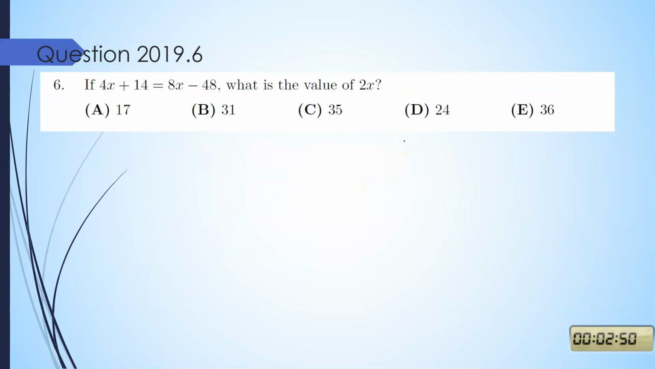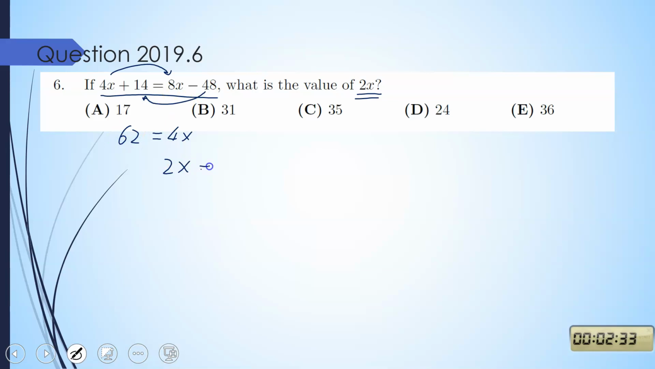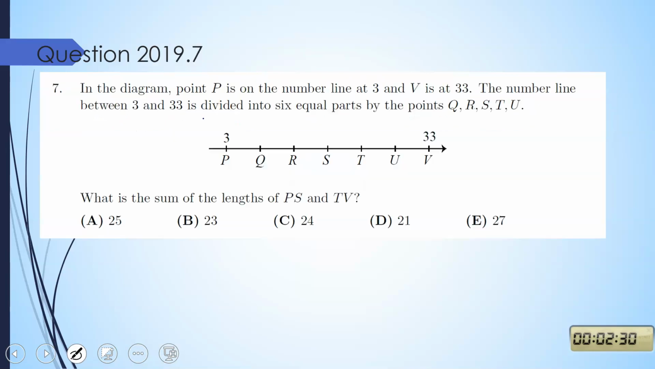Question number 6. We have this equation and we are asked to find the value of 2x. Let's move 4x to the right. That leaves us 4x and 48 to the left equals 62. So 2x equals 31. The answer is B, 31.